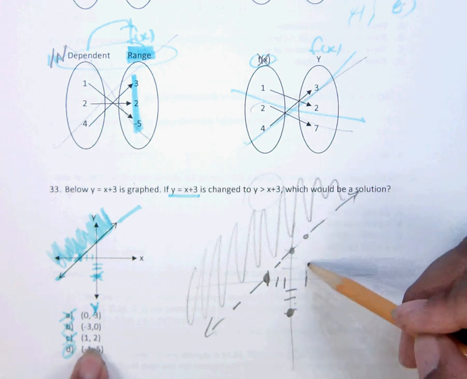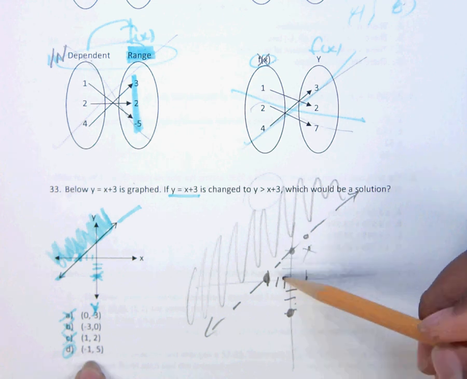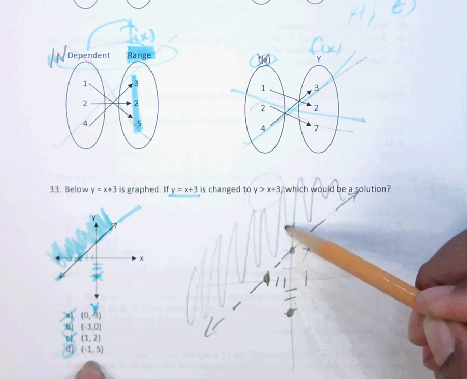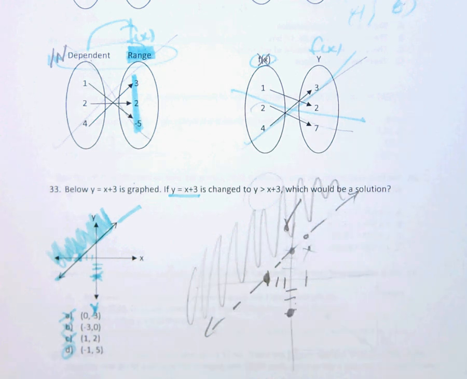1, 2 is not in the region. -1 and all the way up to 5, it is. So the answer was D. That concludes that. Happy studying.